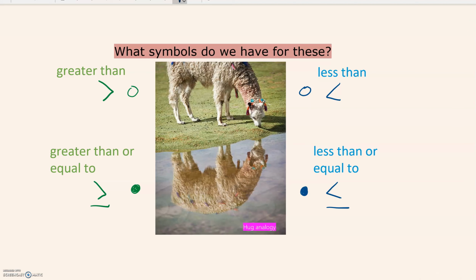Less than can be parentheses, and greater than can be parentheses. This means that greater than or equal to can be brackets, as well as less than or equal to. That can also be brackets. You'll see how this applies later on when we actually solve inequalities.